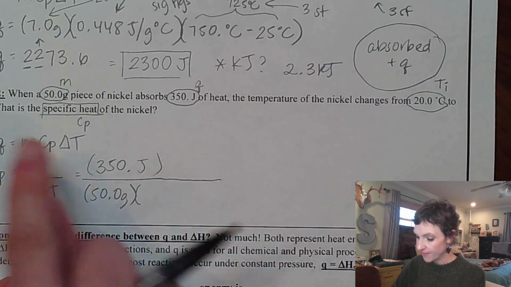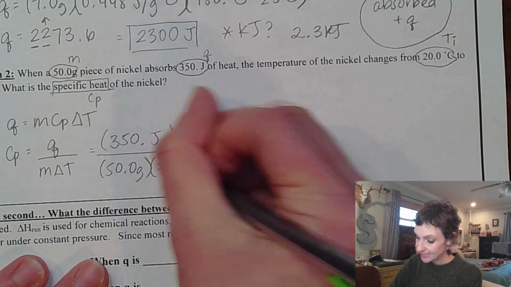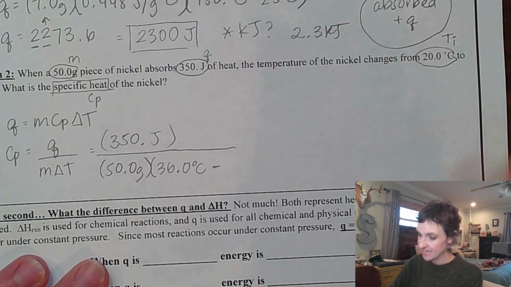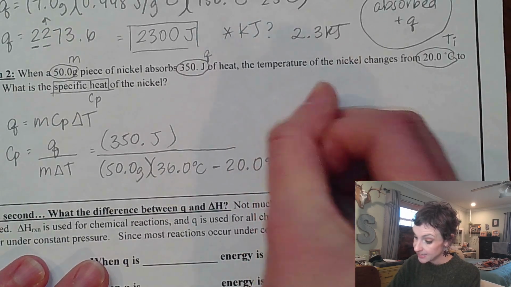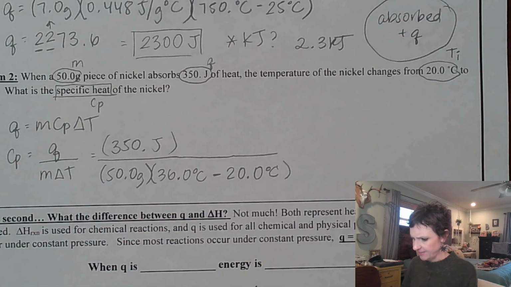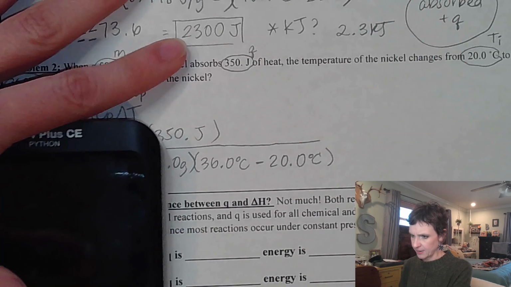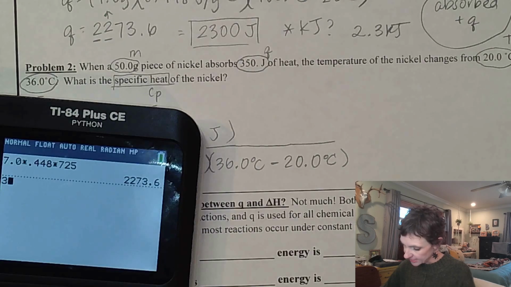So my final temperature is 36.0 degrees Celsius minus my initial temperature of 20.0 degrees Celsius. Okay. All right, so let's tackle that delta T first. I want to see what we got going on here. So we have 36. There we go. 36 minus 20.